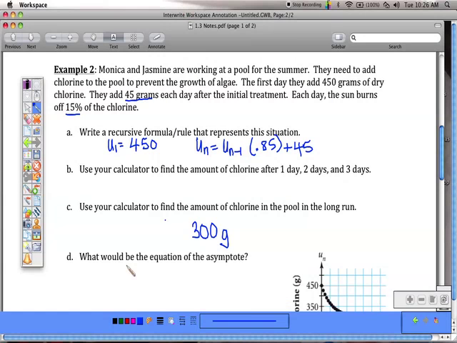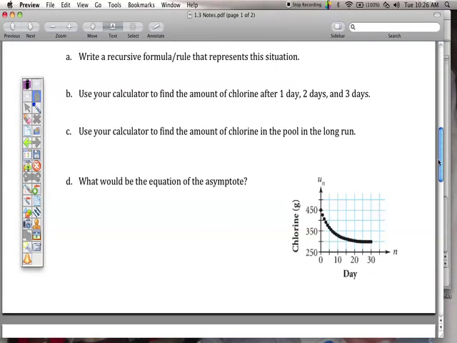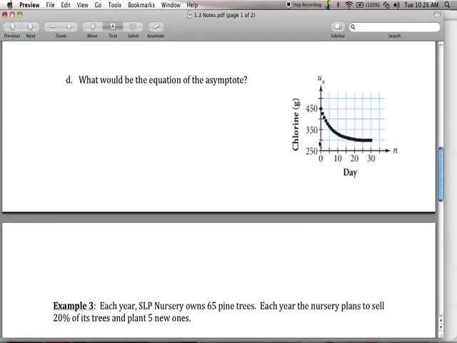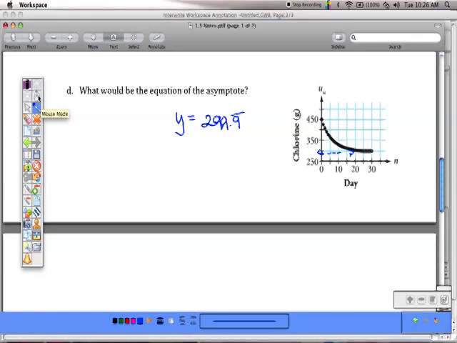And it looks like there, what would be the equation of the asymptote? Well, here's a picture of the graph. And here's 300, so it does meet 300. So the asymptote looks like it might be, what, 299, we'll say, right here in asymptote. So we're going to say the equation is y equals about 299.9 repeating maybe, because it does reach 300, it doesn't go lower than that.